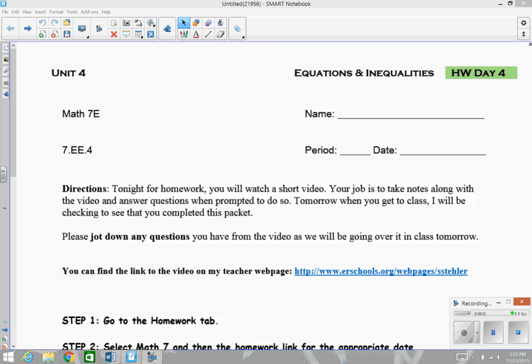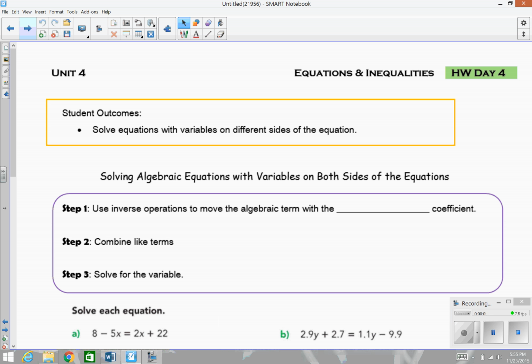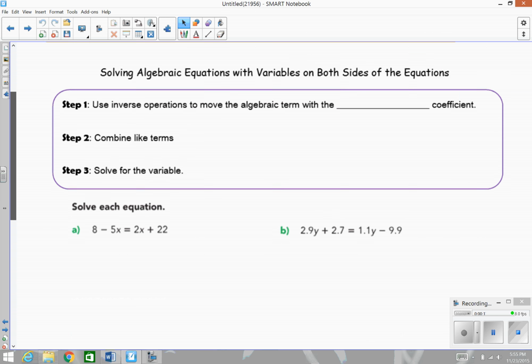Welcome to homework day 4. We're going to continue with our solving equations. Today we're going to focus on solving equations that have variables on both sides of the equal sign. Okay, and that's different than anything we've seen so far.